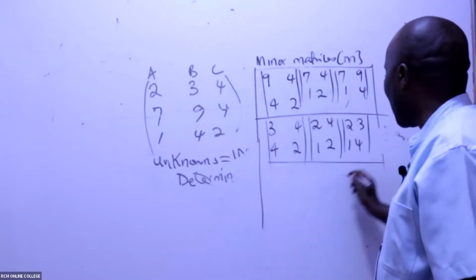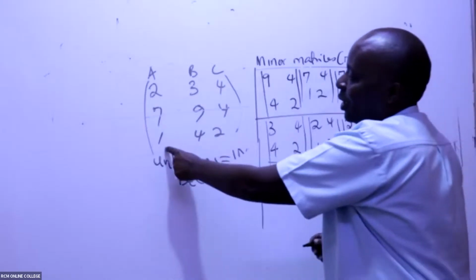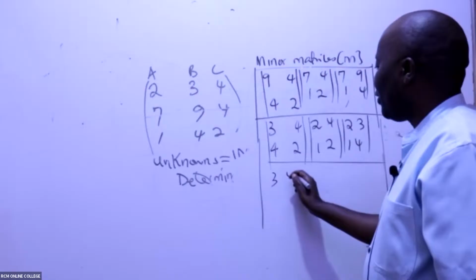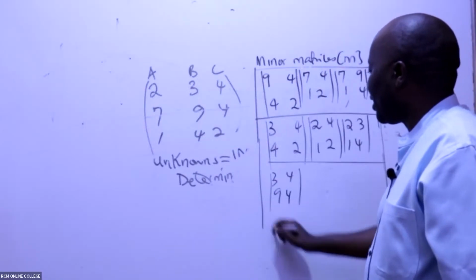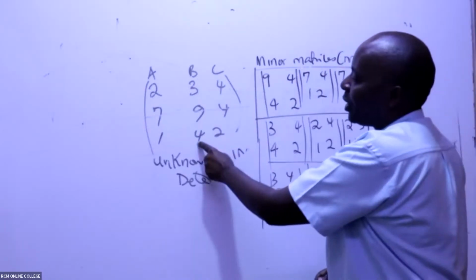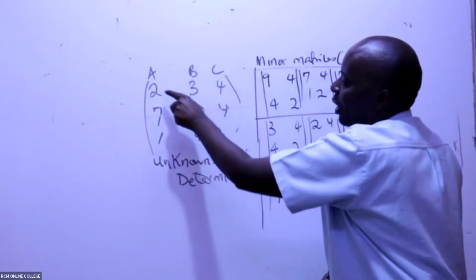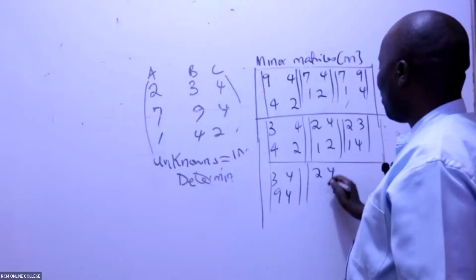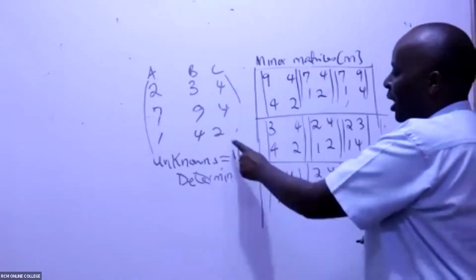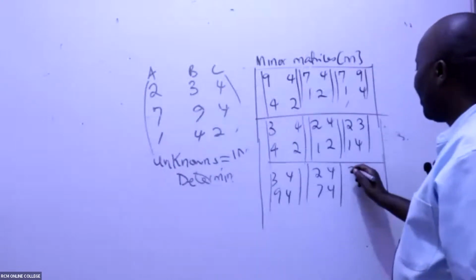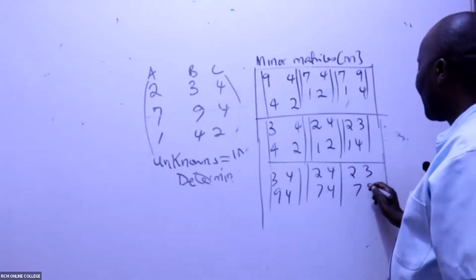We go to the very last one, the minor for this. So you're left with 3494, like that. And then we have the minor for this. So if you hide this and that, we're left with 2474, like that. And then now we come to the very last one here. So if you hide this and that, we're left with 2379, like that.